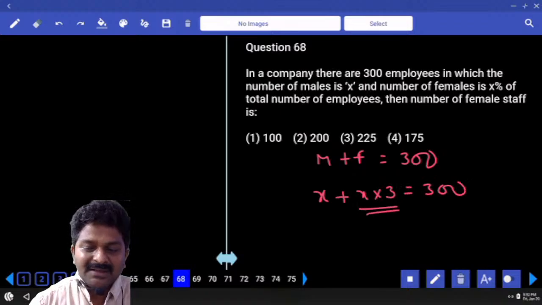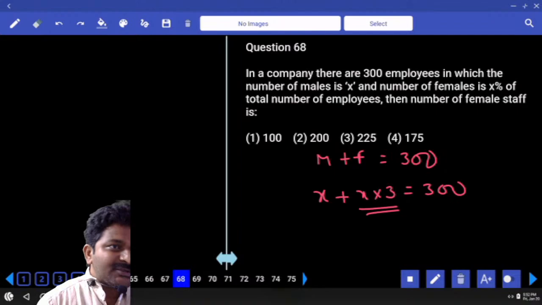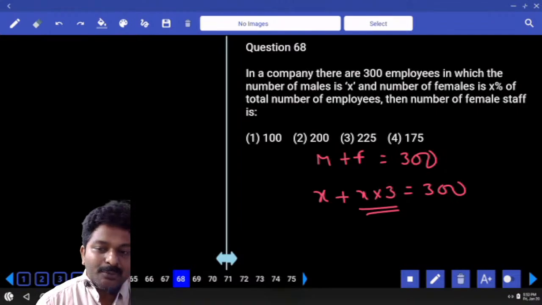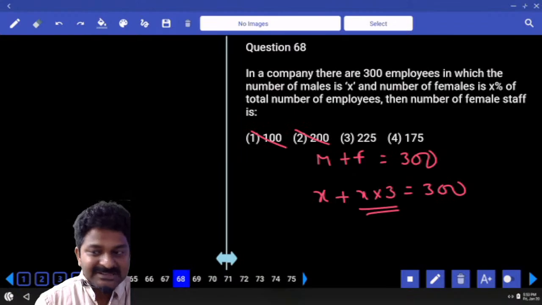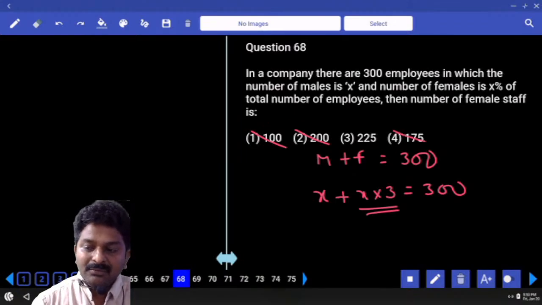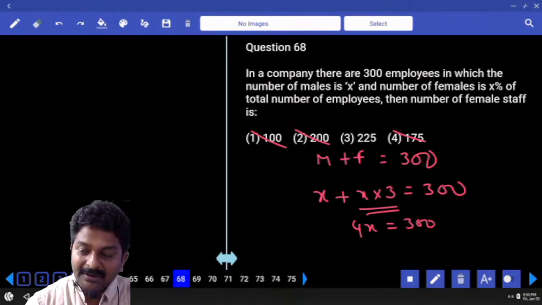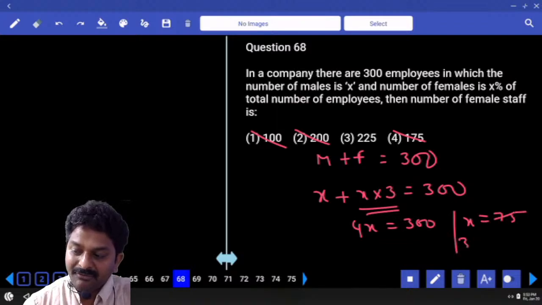Females are 3x, right? 3x is going to be a multiple of 3. Can it be the first option? No. Second? No. Third? Yes. Fourth? No. There is only one. Otherwise, continue. 4x is equal to 300. From this, x is equal to 75. Females are 3x, which is 225.